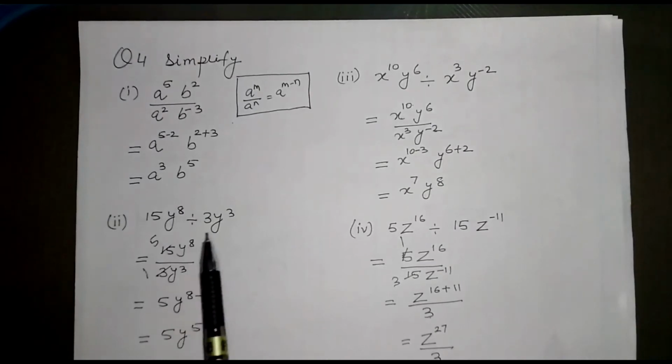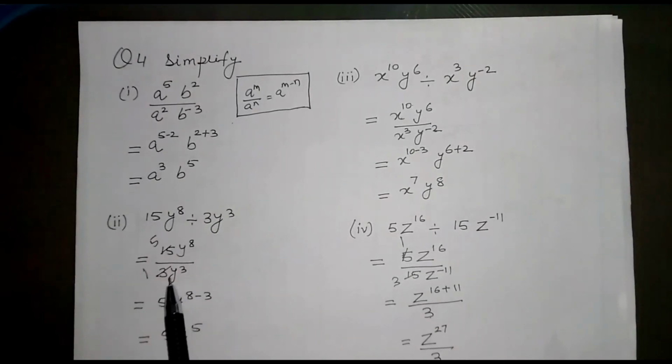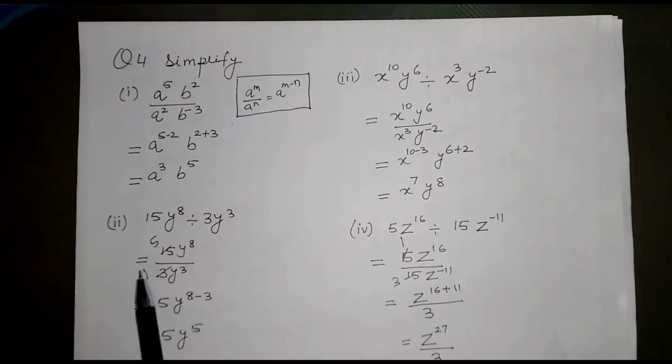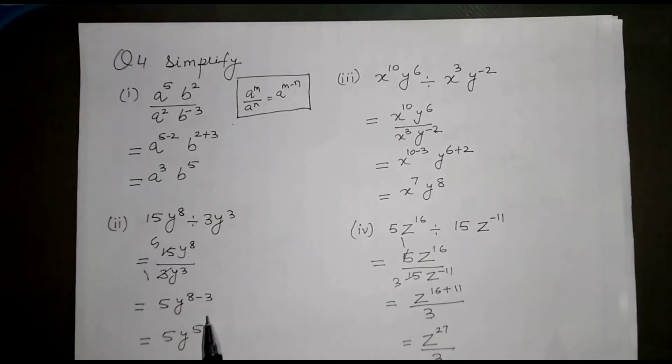In our second sum, we'll write this in the denominator, cancel the 3 and 15, and we have 5 as a quotient. If we take this y cube up, it gets subtracted and we have 8 minus 3, y raised to 5. So our final answer is 5 y raised to 5.